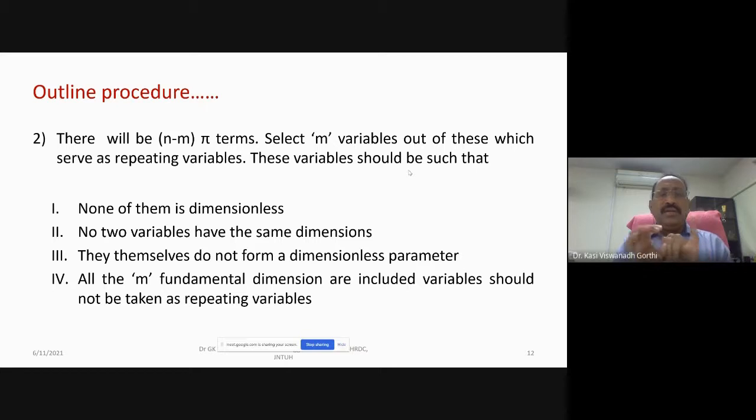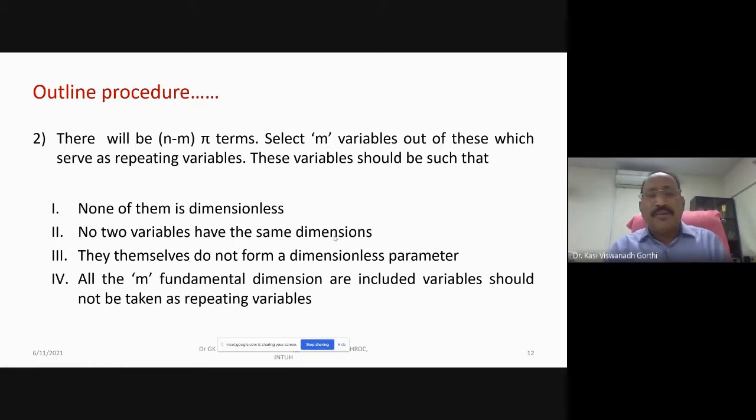We told you that one fluid property, one flow property, and one linear dimension may be taken. While choosing the repeating variables, you need to look at this carefully. None of them should be a dimensionless term. You should not choose any non-dimensional parameter as a repeating variable, for example efficiency eta or coefficient of discharge. These are all dimensionless terms, so don't choose any of them as a repeating variable. No two variables should have the same dimensions. You cannot choose two variables having the same dimension.